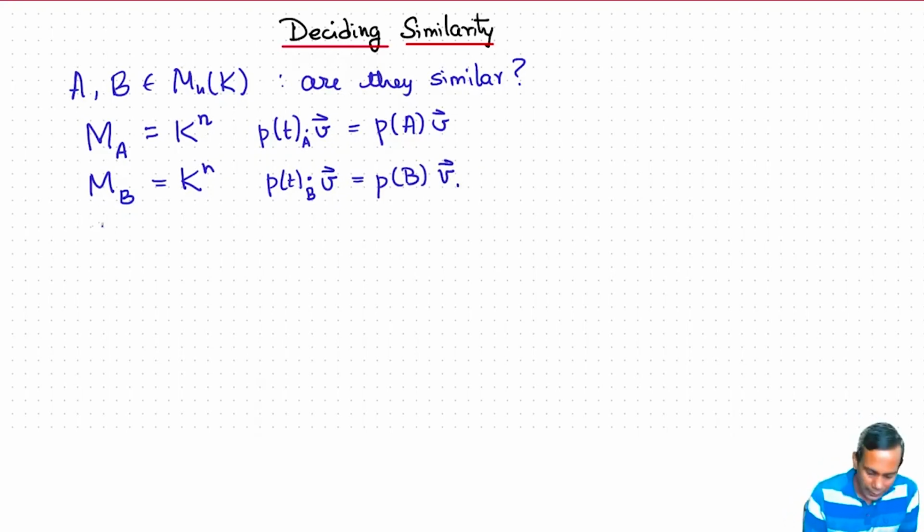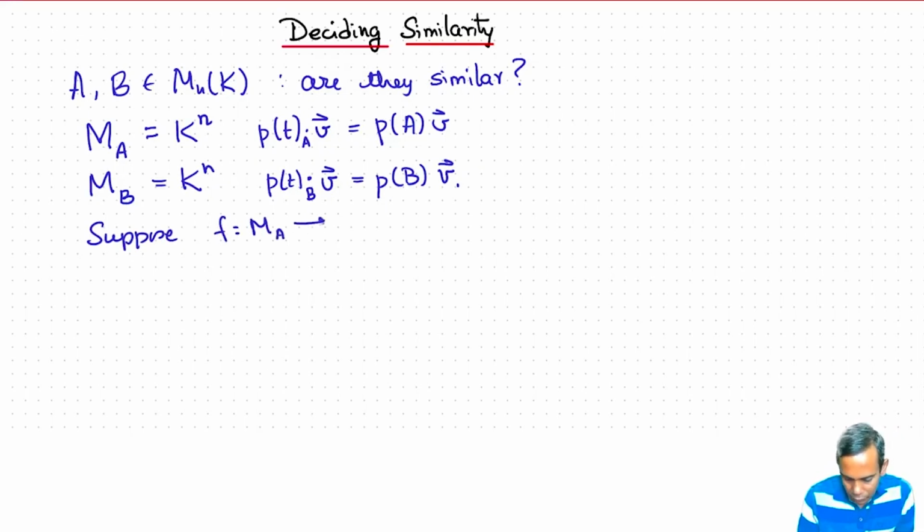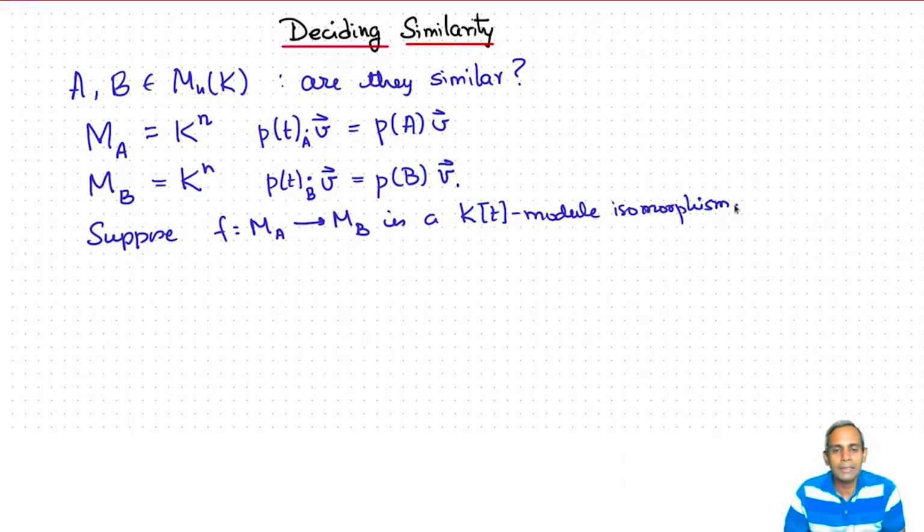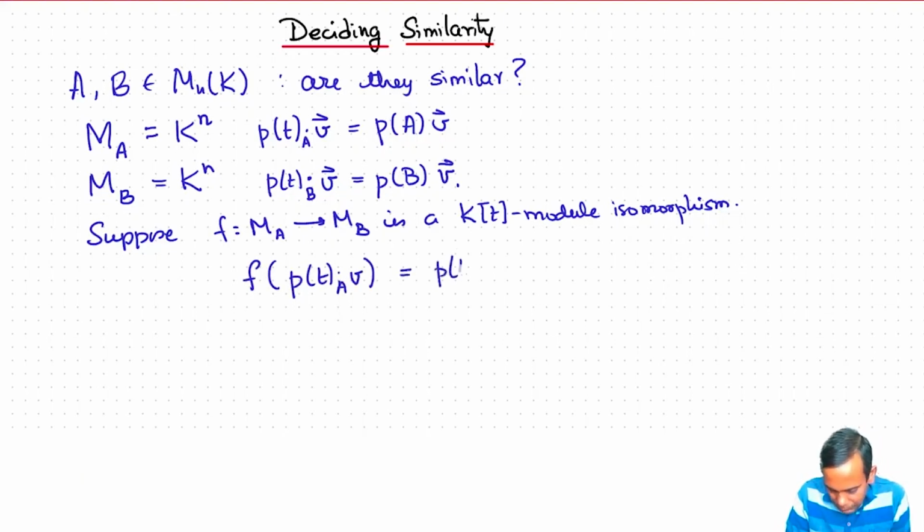Okay, now suppose that f from M_A to M_B is a K[T]-module isomorphism. So what that means is that f is a homomorphism from K^n to K^n. It's an abelian group isomorphism, and it also has the property that f of P(T) dot_A v is equal to P(T) dot_B f(v).